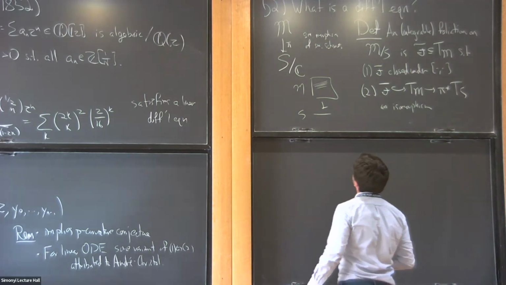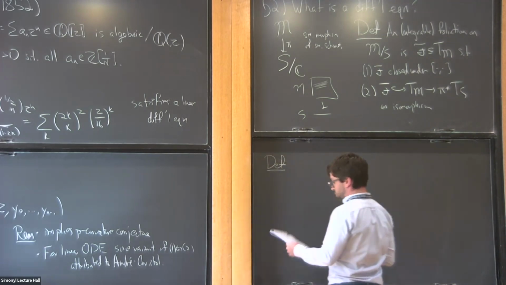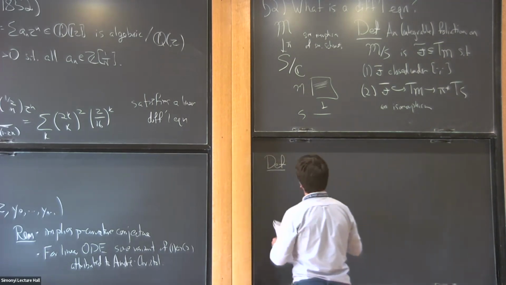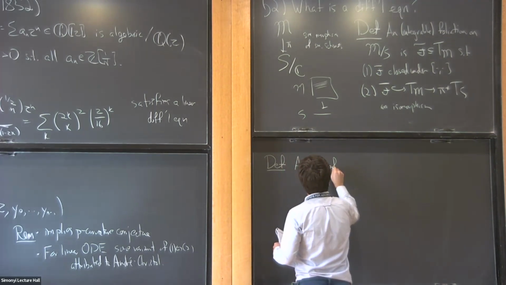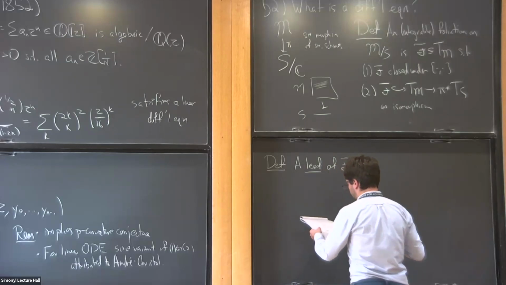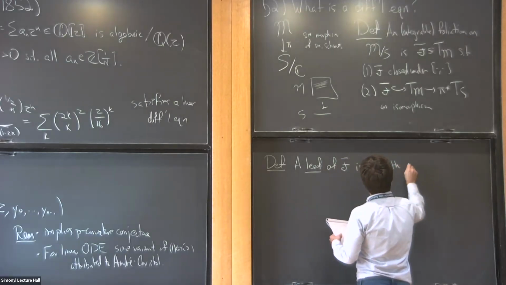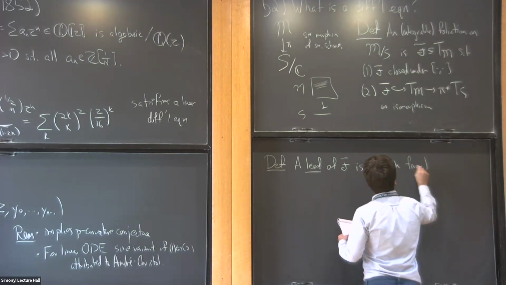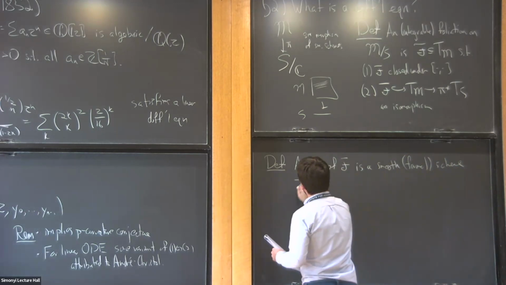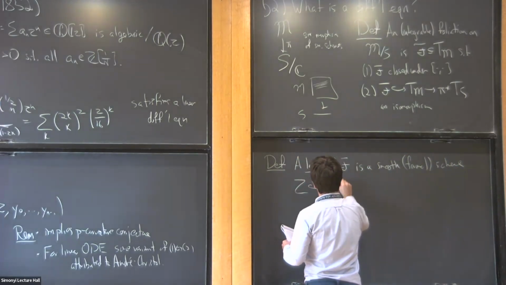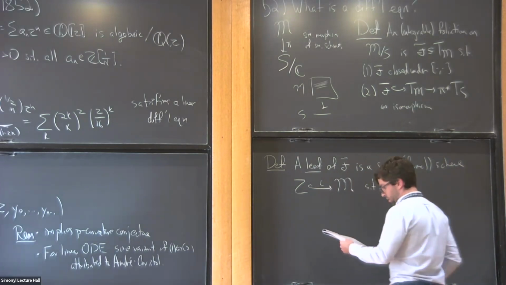Great. Okay, so let me say what a solution to a differential equation is. It would be a leaf of the foliation. So a leaf of F is a smooth formal scheme Z mapping to the total space of M such that the following holds.